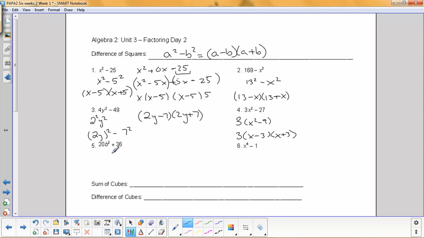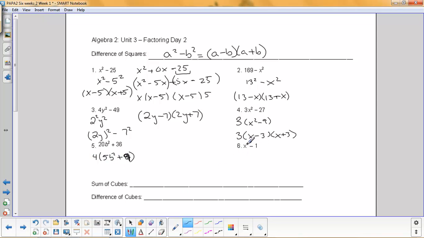Not everything is the difference of two squares, so don't try to make everything the difference of two squares. Notice 20 and 36 have a GCF of 4, and so you get 4 times 5b squared plus 9. And then you'll notice again there is no difference here, there is no perfect square, so that is as factored as it can be.